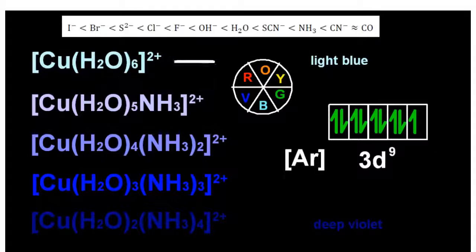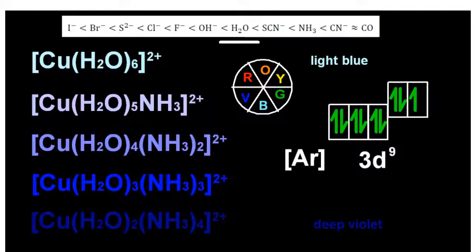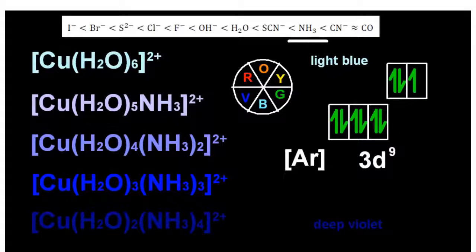The first one there is a light blue colour. So what sort of light was absorbed? Well, if it's a light blue colour, then it must have absorbed orange light, because that's opposite on the colour wheel. And as we go down, more and more ammonia is replacing the water ligands, so the split's going to be bigger.